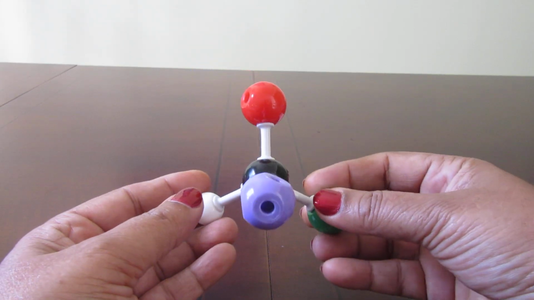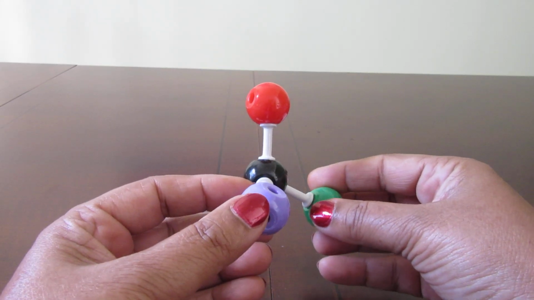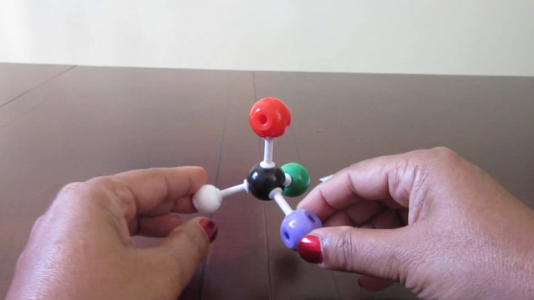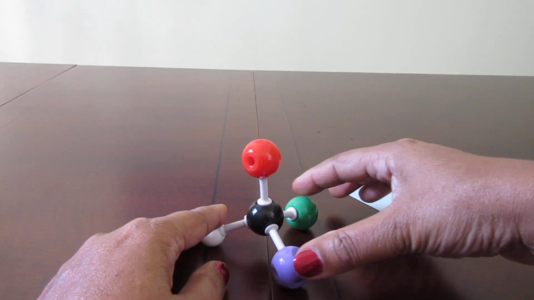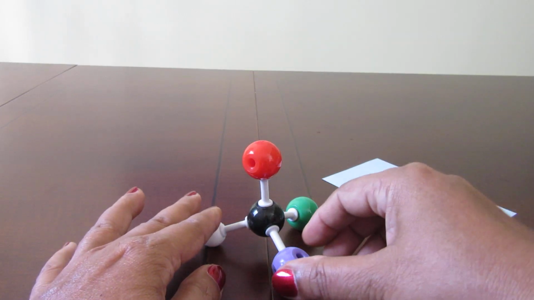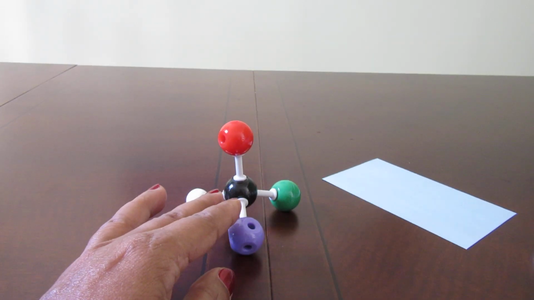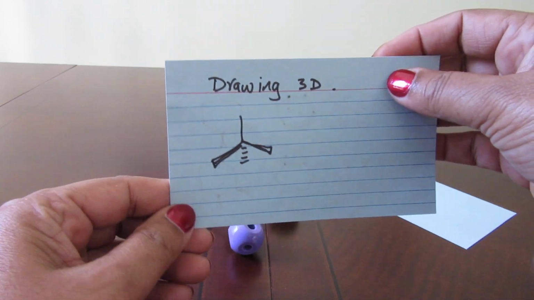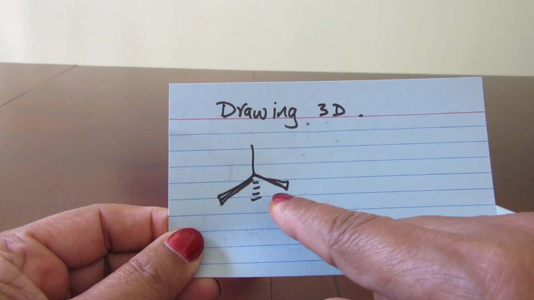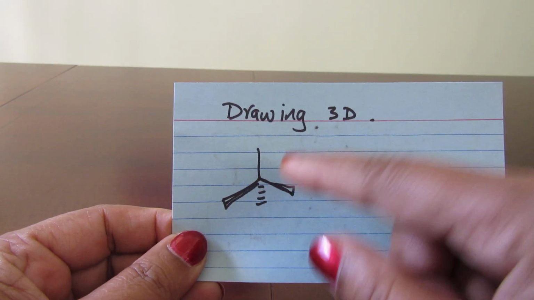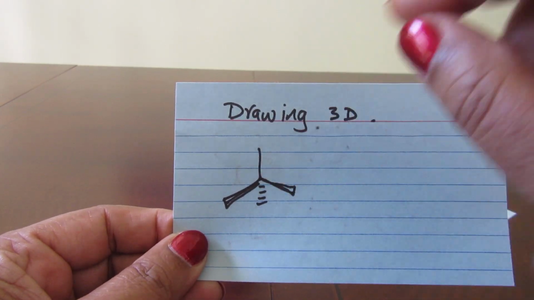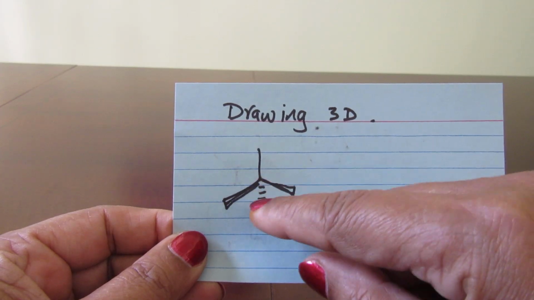Okay, when I draw the molecule myself, I draw it in a particular way. My go-to way to draw a molecule is like this, which is coming out of the plane, in the plane, behind the plane. So when you draw the 3D molecule, you have to draw lines, wedges, and dashes. The wedges show that something is coming out of the plane. The line shows that it's in the plane, and the dash line is behind the plane.